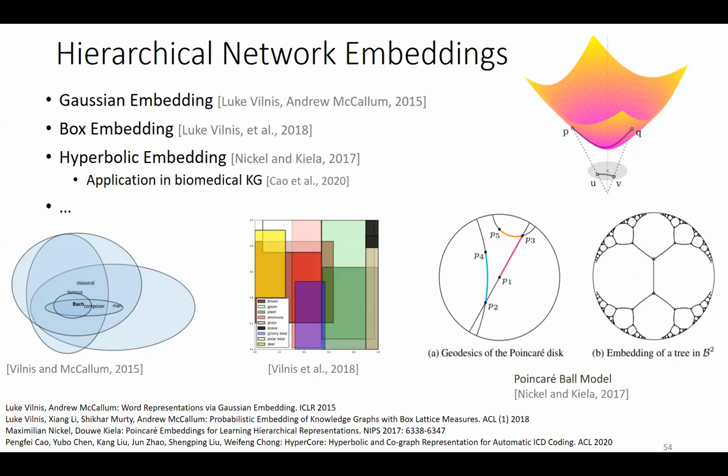Anyway, the representation of tree nodes learned in the hyperbolic space is quite efficient. Usually, it needs fewer dimensions to represent nodes at similar quality compared to other embedding methods.